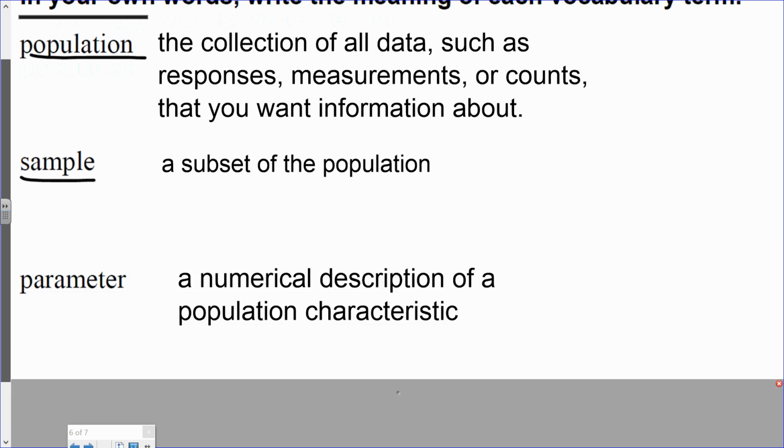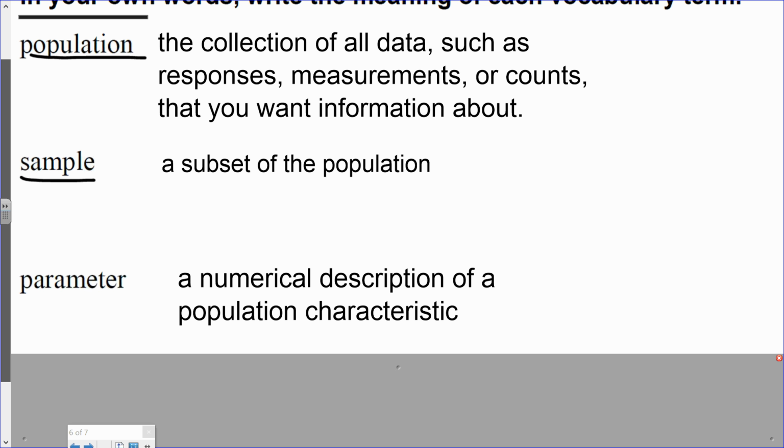The next word's called a parameter. Go and write that down. A parameter. These are big-time statistics words that you'll see in college for sure. What was the parameter? Go and write that down: a numerical description of a population characteristic.